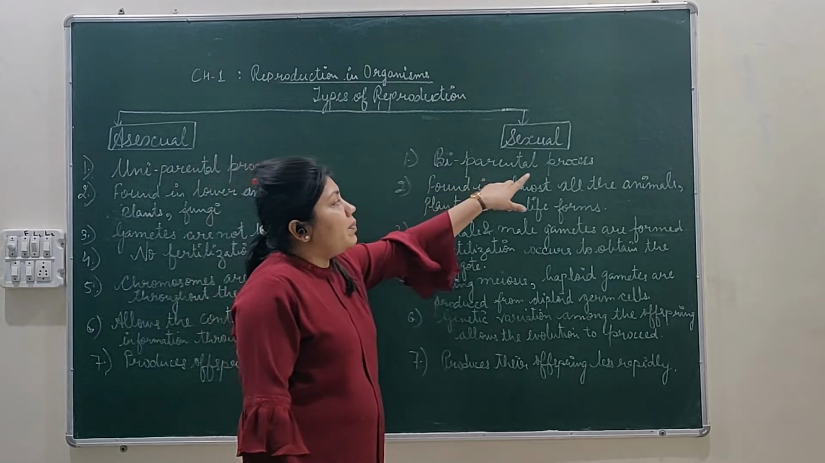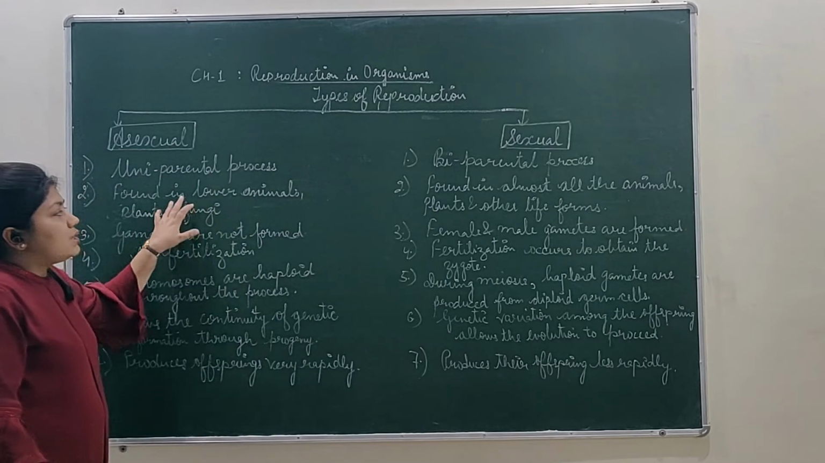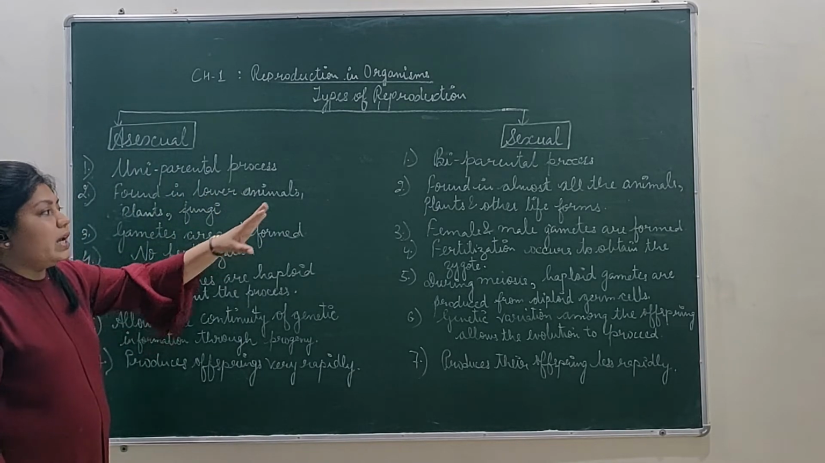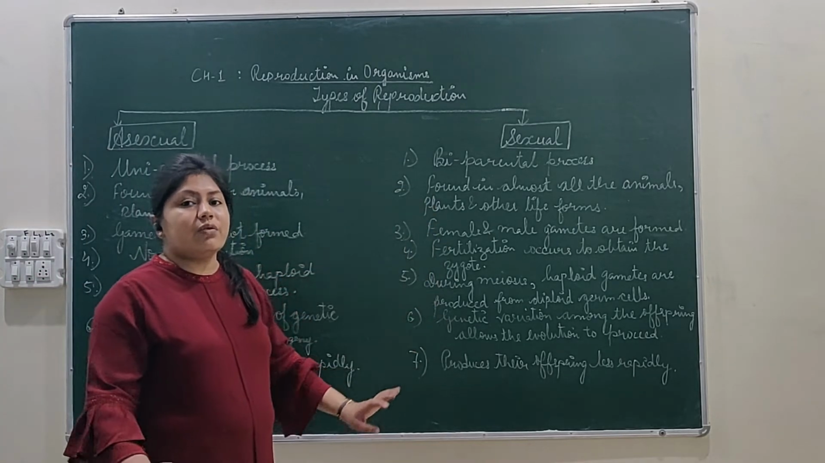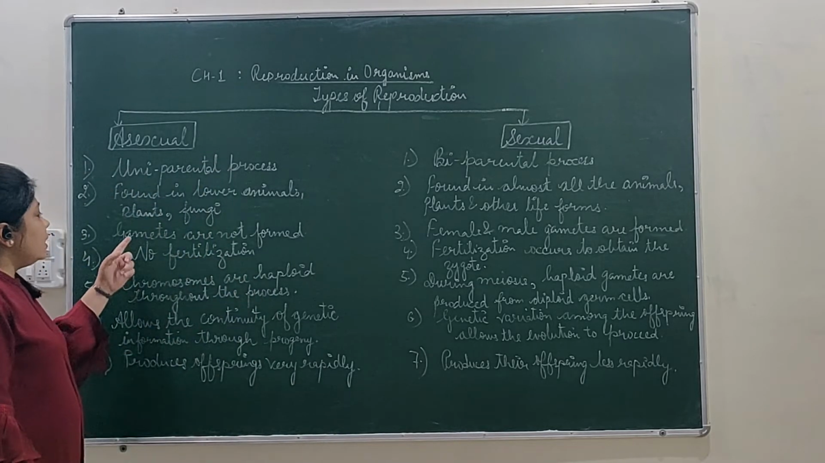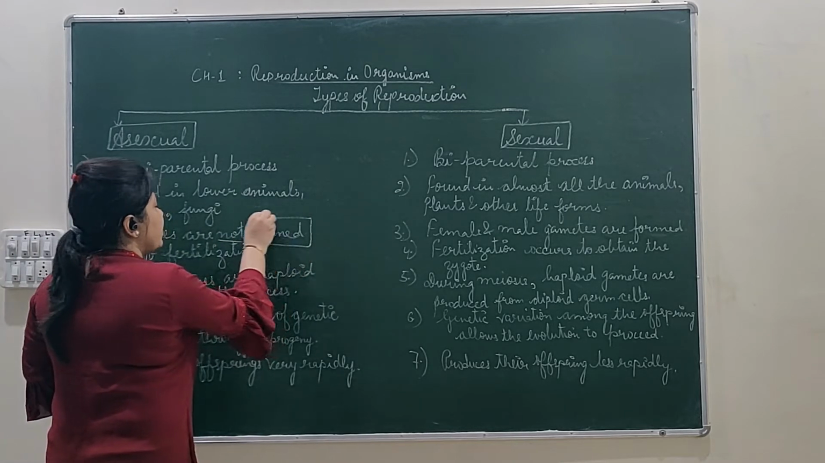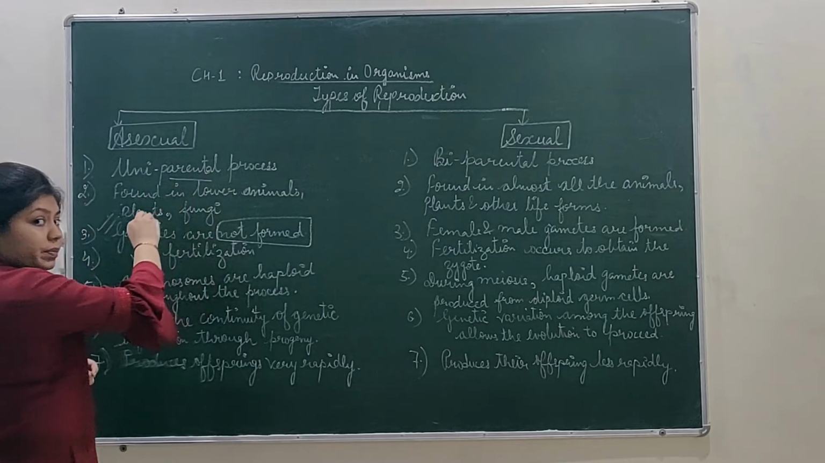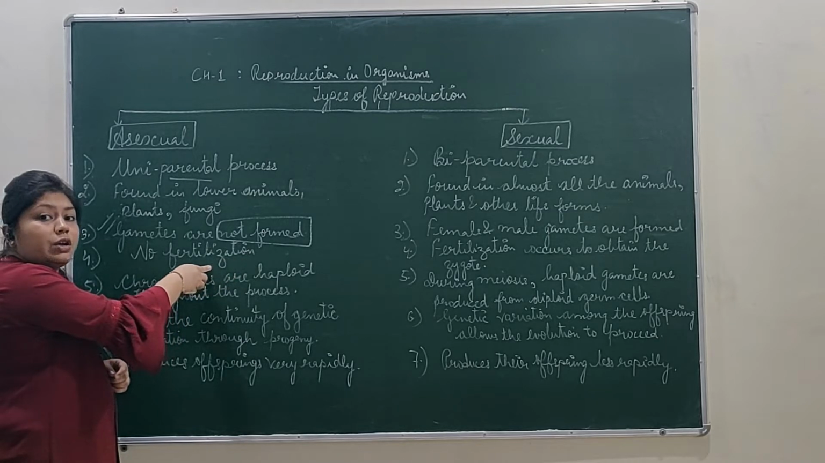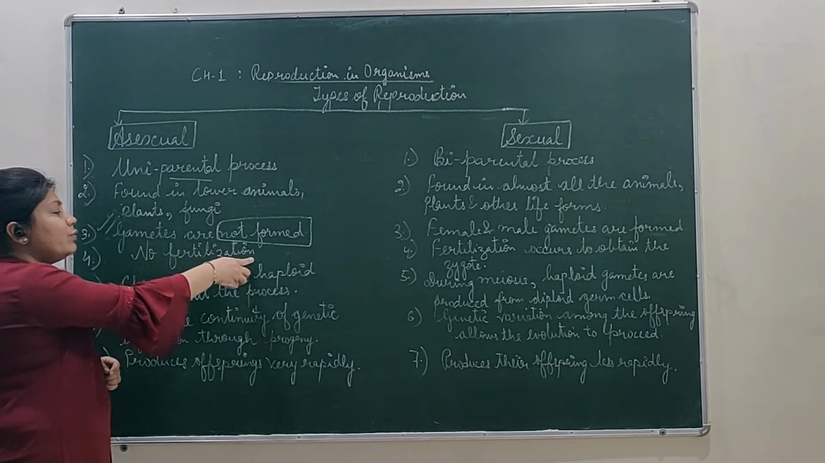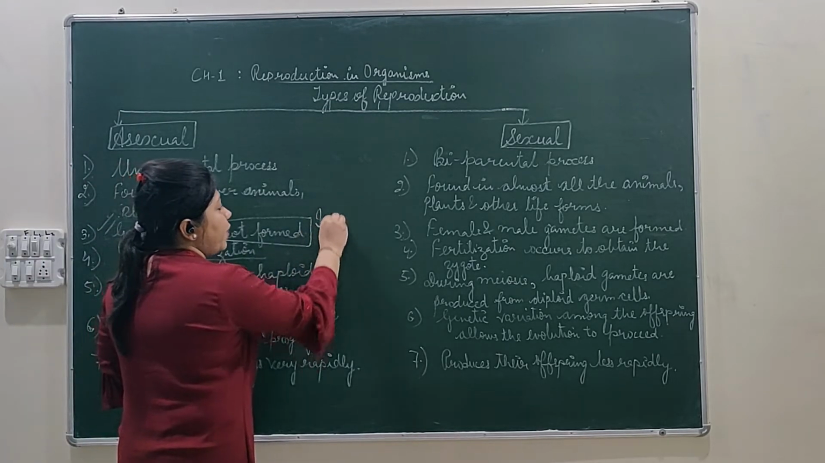Sexual reproduction is a biparental process, that means two parents are involved, right? Asexual reproduction is found in lower organisms, plants, and fungi, and sexual is found in almost all animals, plants, and other life forms, including fungi and organisms. Third important point is that gametes are not formed because it is a single parental process. If gametes are not formed, then there will be no fusion of gametes. No fusion means no fertilization, right? So these two points are important.